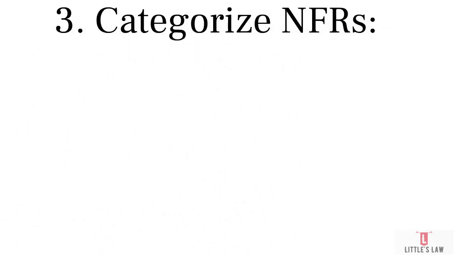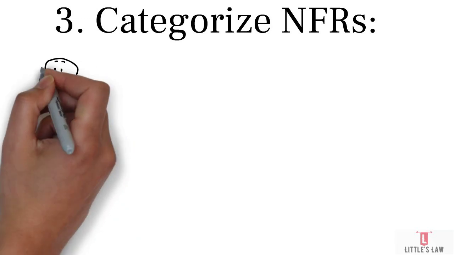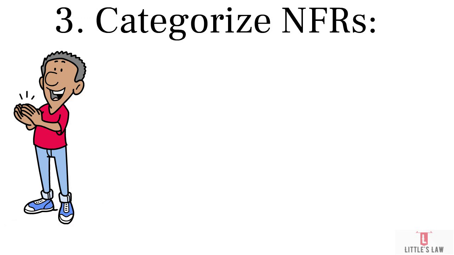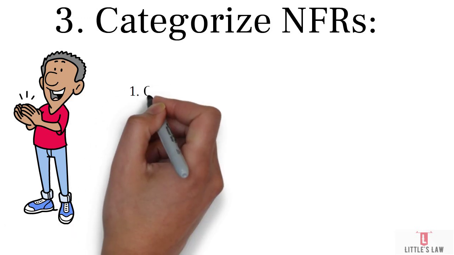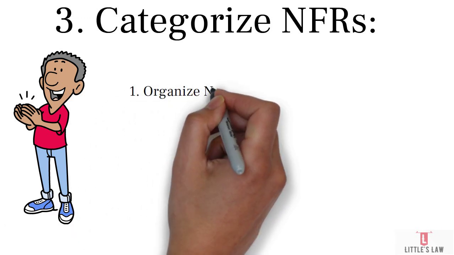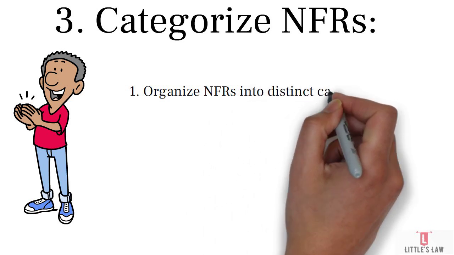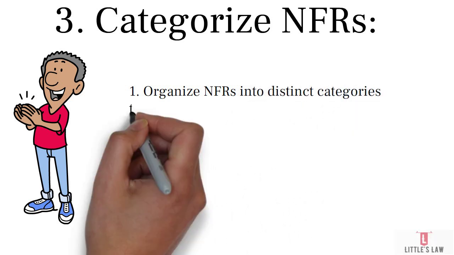So I believe you must have watched the previous two videos on how to prepare the NFR, the non-functional requirements for the newly launched project. So in this third part, we are going to see how to categorize the NFRs, or how to categorize the non-functional requirements. So how are you going to categorize it?